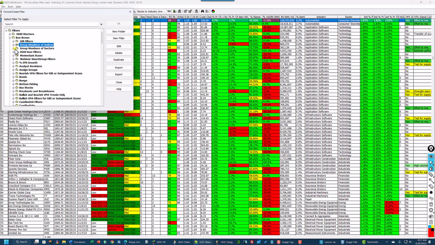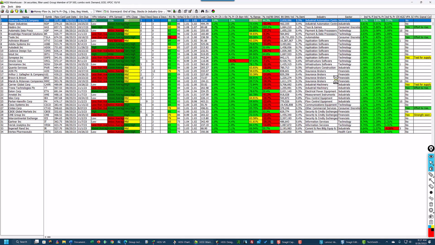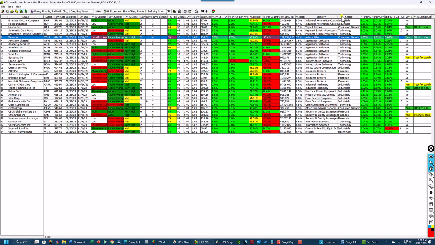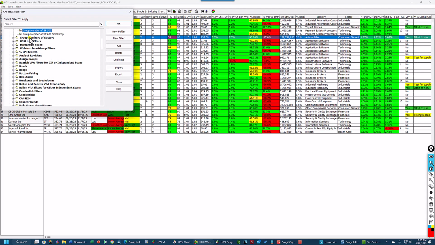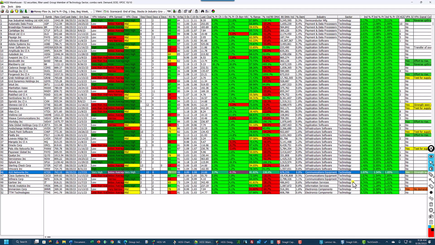And I have group member of indices or group members of sectors. I put these in so if you only want to look at stocks that are trading in, let's say, the S&P 500, you click on that and apply it to this, and this eliminates all stocks unless they're a member of the S&P 500. Now, you may be interested only in tech stocks. So let's go to sectors. If you click on technology sectors, it eliminates everything but the tech stocks. So if the tech sector is starting to move, and you can see that a lot of these stocks are tech stocks, you may want to just isolate on that and concentrate on these stocks.